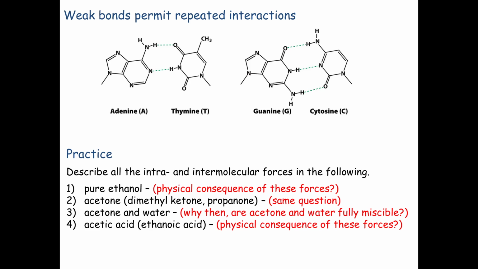So consequences. Lower boiling point. Right, a relatively low boiling point for its mass, compared to, say, a 3-carbon alcohol such as propanol. How about number 3?